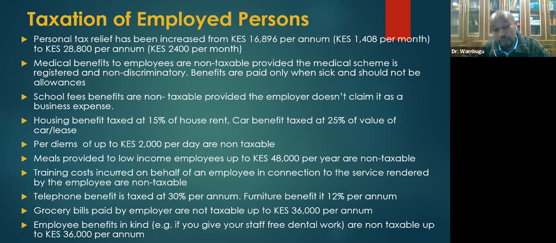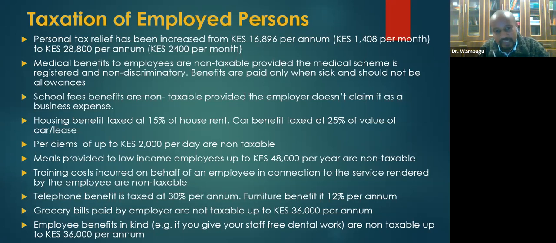However, if your rent is being paid for, let's say by the company or your practice, the housing benefit is actually taxed at 15% of the house rent. So if the house rent may be 100,000, 15% of that is 15,000, and that 15,000 is the tax due. Car benefit is at 25% of the value of the car. Remember I said if the car is registered in the company's name, the 25% of the value of the car is your taxable benefit.